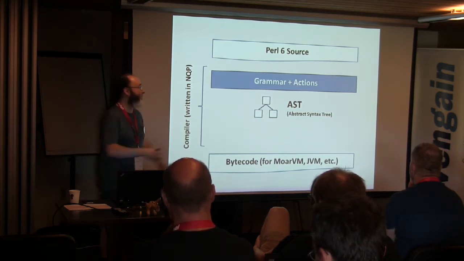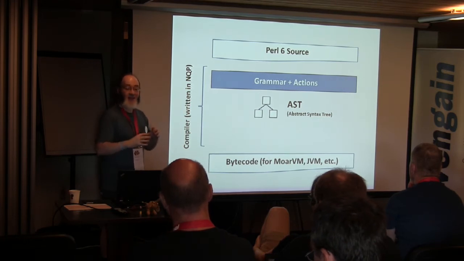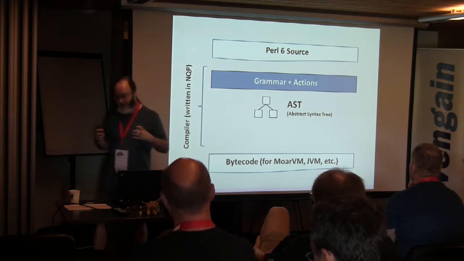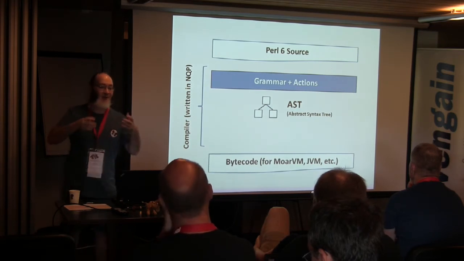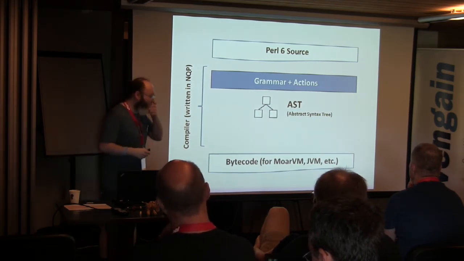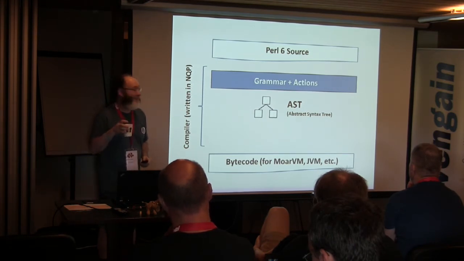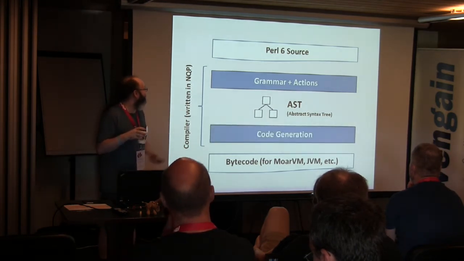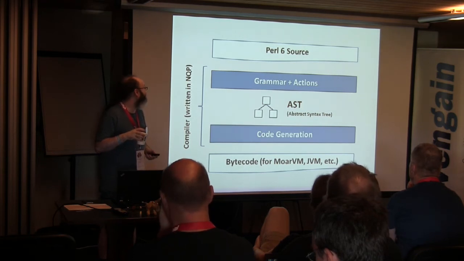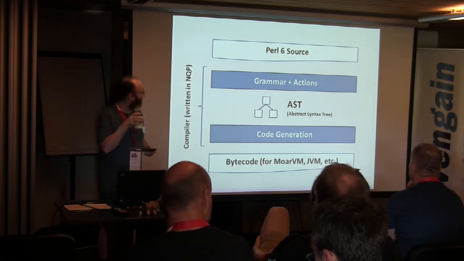Why? Because it's abstracted away from the syntax. So in Perl 6 there's various places where there's more than one way to write a very similar thing, and then we try and reduce it a little bit. So that is then thrown into a code generator, and that's how we get the bytecode.